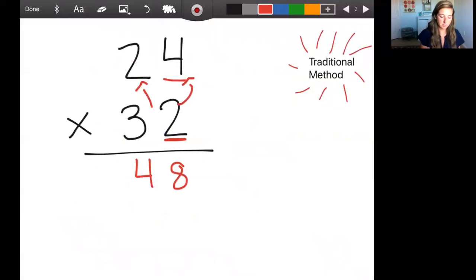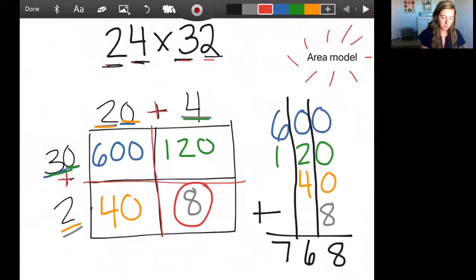But 2 times 2 gave us our answer 4 here. Well, that 4 is worth 40. So what we really did there was 2 times 20 to get 40. So we have done basically these 2 boxes so far in our traditional method.